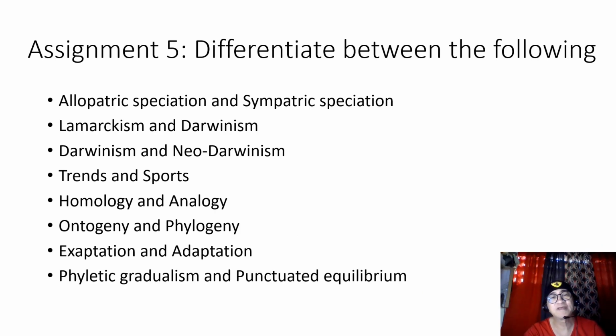For your group assignment number 5, please differentiate between the following: allopatric speciation and sympatric speciation, between Lamarckism and Darwinism, between Darwinism and neo-Darwinism, between trends and sports in evolution, between homology and analogy, between ontogeny and phylogeny, between exaptation and adaptation, between phyletic gradualism and punctuated equilibrium. Thanks.